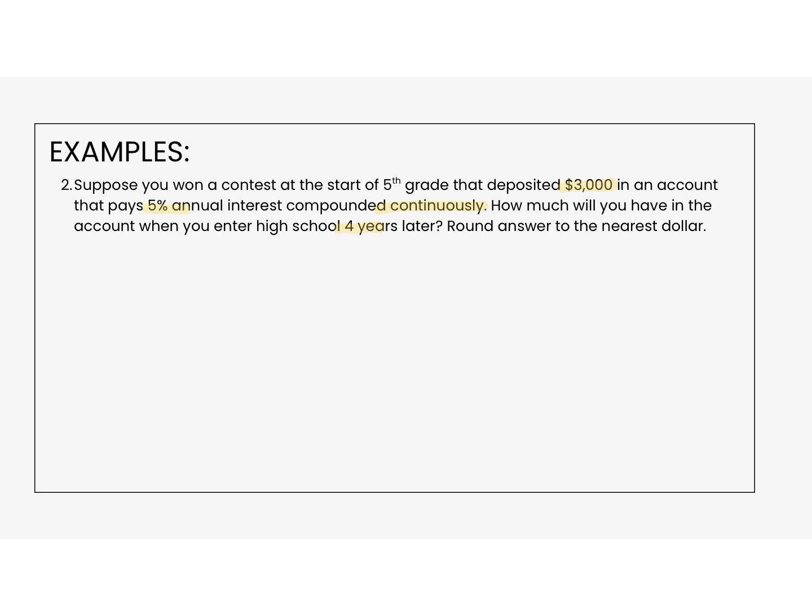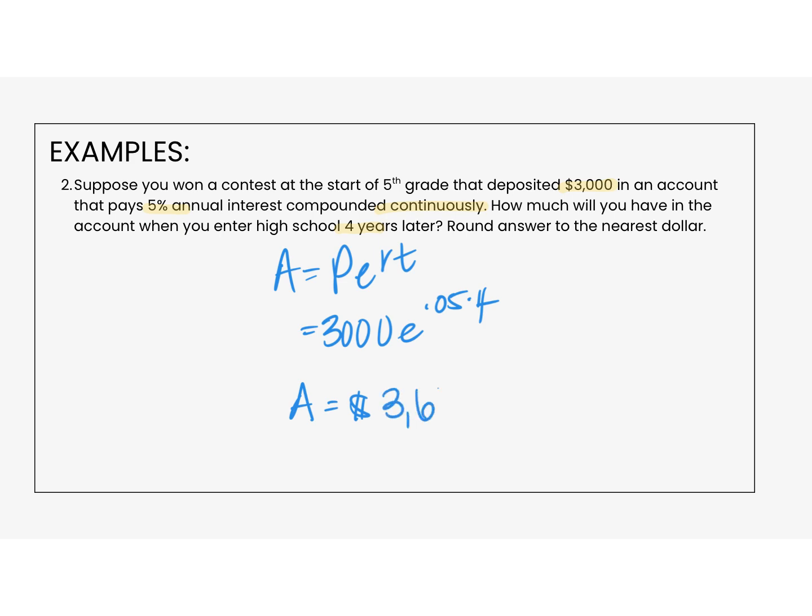So again, we see that compounded continuously. We know we're using this equation. P is 3,000. That's how much we're investing. Our rate is 5% and for 4 years. So 3,000 times e to the 0.05 times 4. That gives me a final amount of $3,664. And it says round to the nearest dollar, so we're not including any cents.